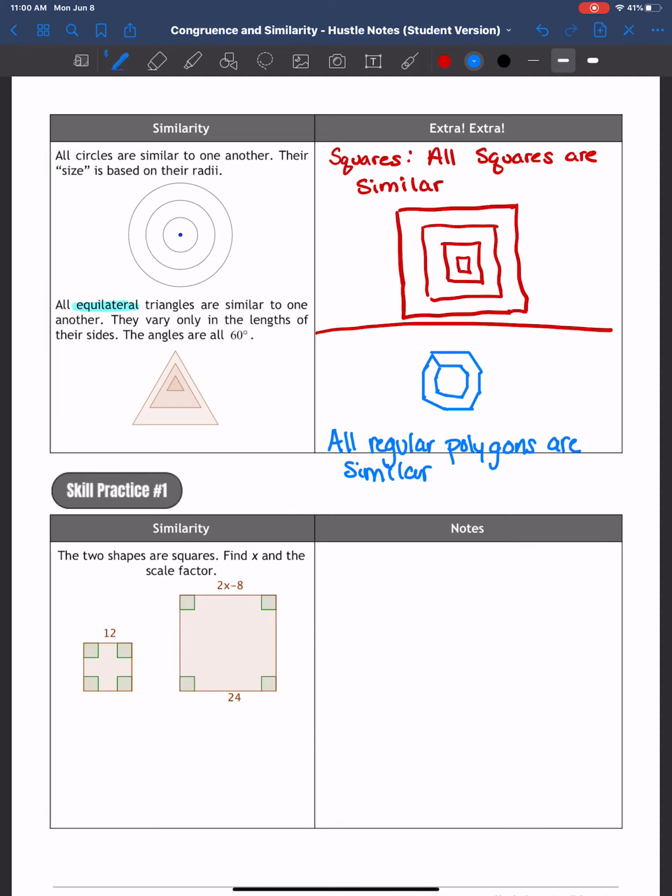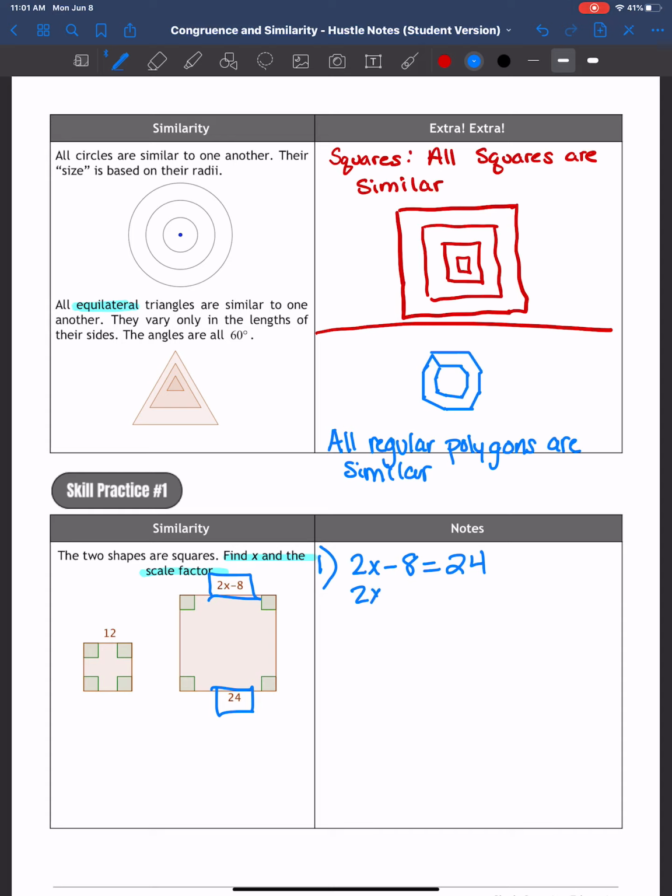So, practice for number 1. It says the 2 shapes are squares. It wants you to find the x and scale factor. So we know that this number right here is equal to this number because it's a square. So 2x minus 8 equals 24. This is step 1, right? So we're going to solve for x.